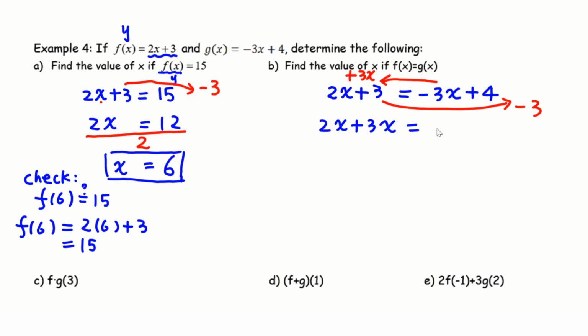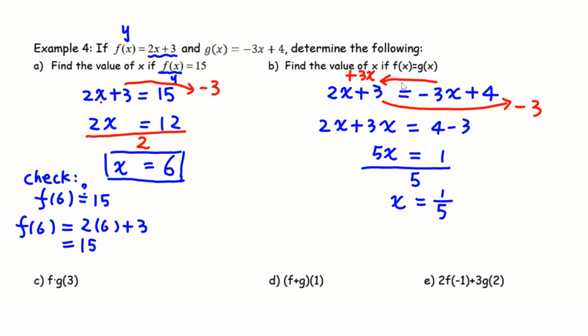The right side is 4 minus 3. So we have 1 equals 5x. Then move the 5 to the other side. Doing the opposite operation is division, so x equals 1 over 5.